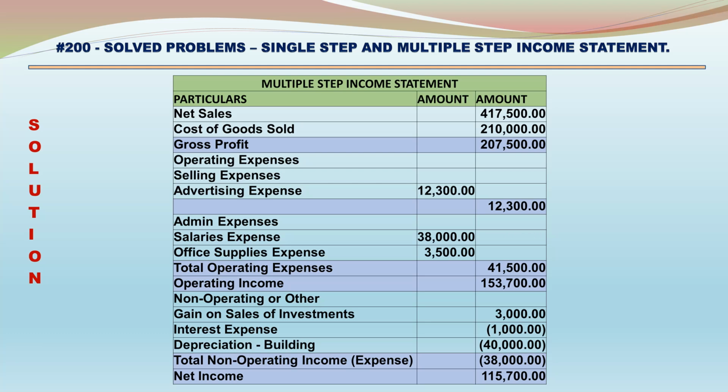Interest expense, less 1,000. Depreciation, buildings, less 40,000. Total non-operating expense 38,000. Net income 115,700.